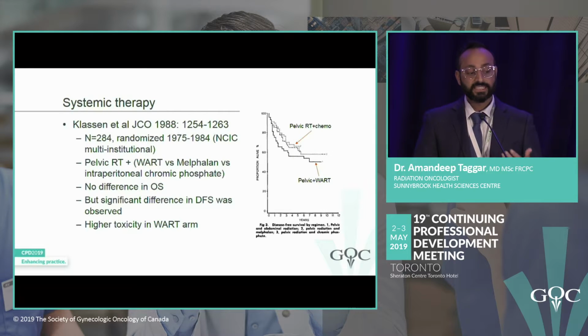And also, of course, at the same time, we started to get data that systemic therapy was at least equivalent, or with lower toxicity. This was one of the first papers that showed in a randomized fashion that when systemic agents were used with pelvic radiotherapy, even though there was no benefit in overall survival, disease-free survival was better, but most important, toxicity was less compared to the whole abdominal radiotherapy.